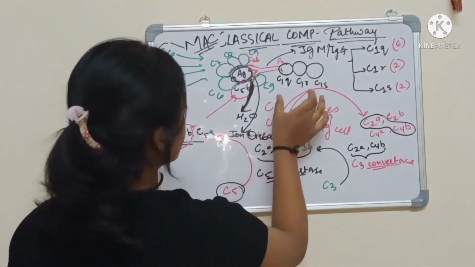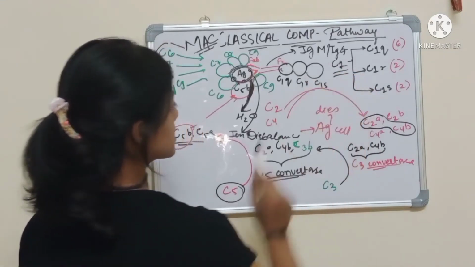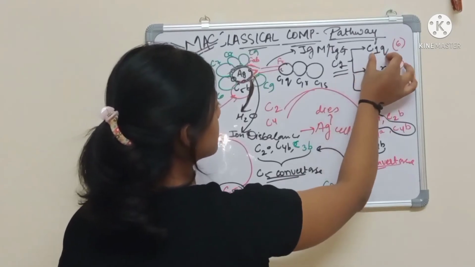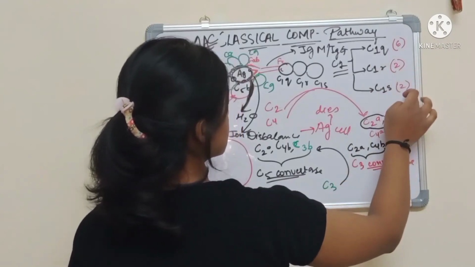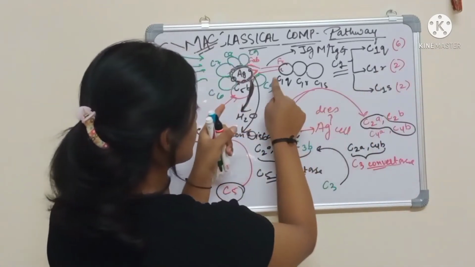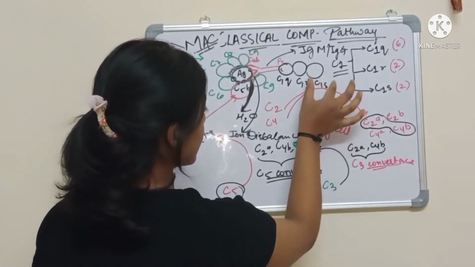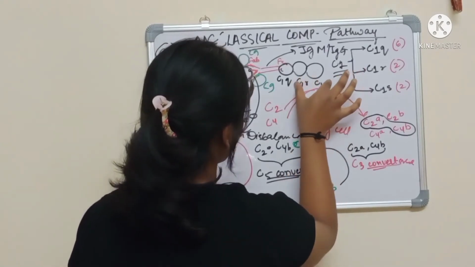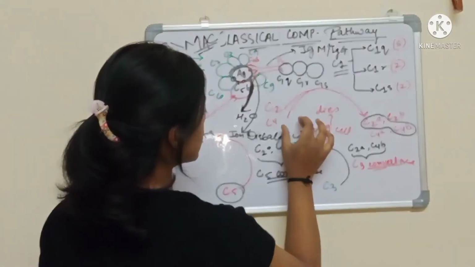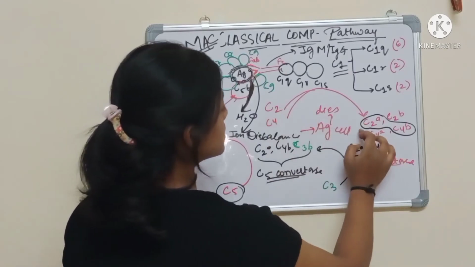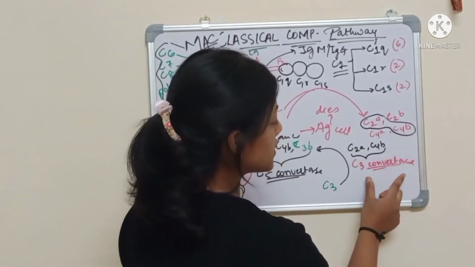Now what happens? C1 complex comes. C1 complement protein is made up of C1q, C1r and C1s. C1q is 6 in number, C1r is 2 in number, and C1s is also 2 in number. So C1q is the first one to bind to the Fc region of the antibody. Then C1r comes and C1s comes. C1s and C1r are proteases. They will cleave other proteins. So C1s will cleave C2 and C4 into C2a, C2b, C4a and C4b. The C2a and C4b form the C3 convertase.